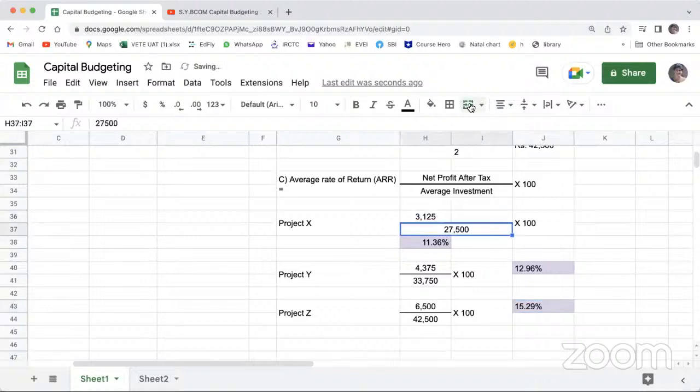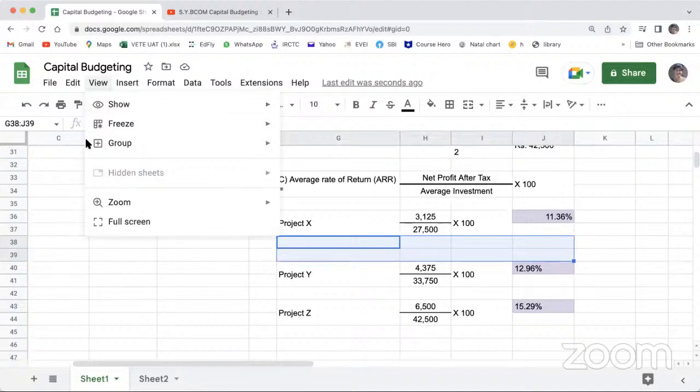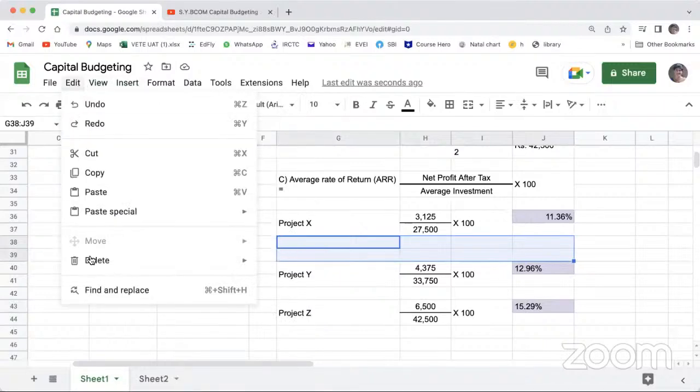So one thing, let's do it all in sync. Now tell me which you think is the most favorable one. Which machine is looking most favorable to you? Z. That's true. Z. Reason? What is the reason for that?